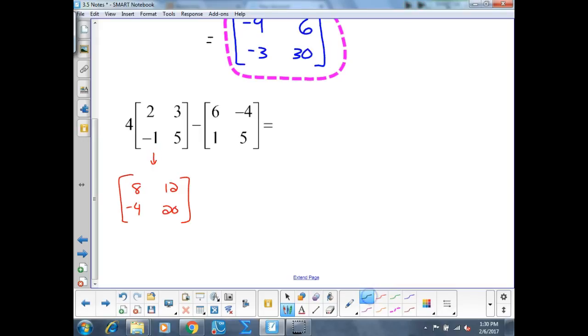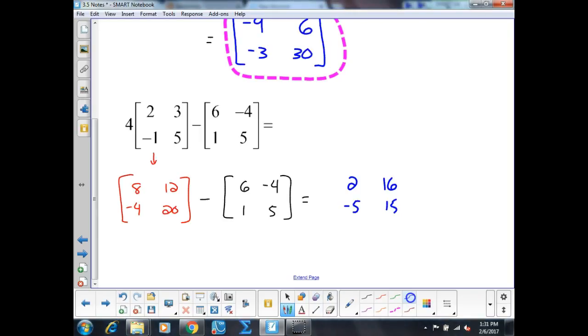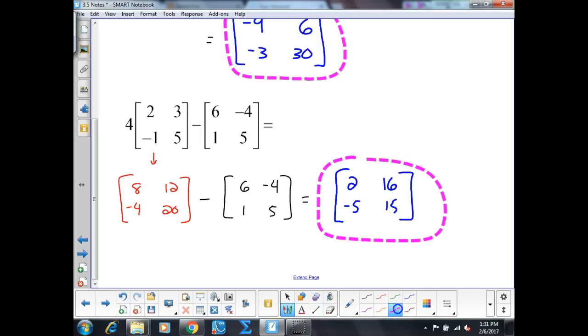Okay? Then minus 6, negative 4, 1, 5 becomes 8 minus 6 is 2. 12 minus negative 4 is 16. Negative 4 minus 1 is negative 5. 20 minus 5 is 15. Questions on that one?